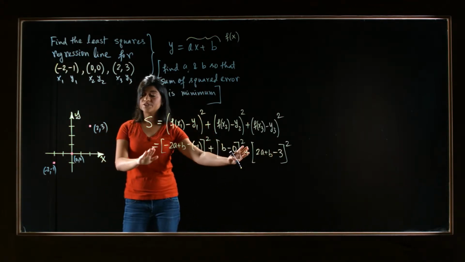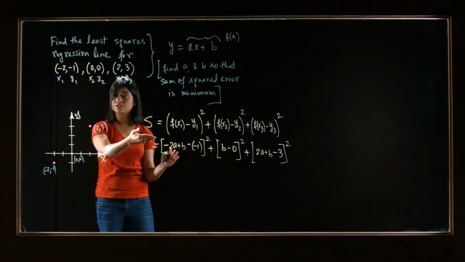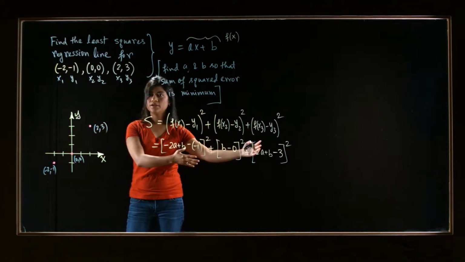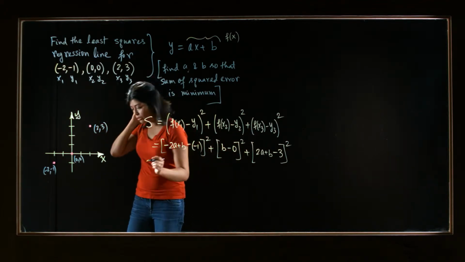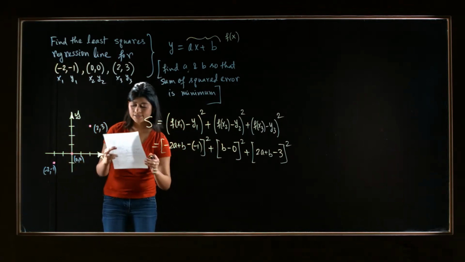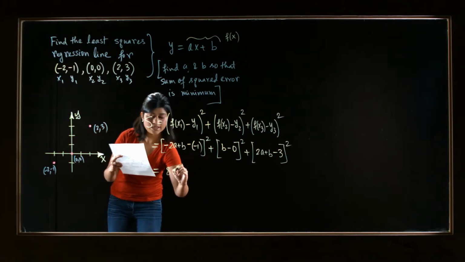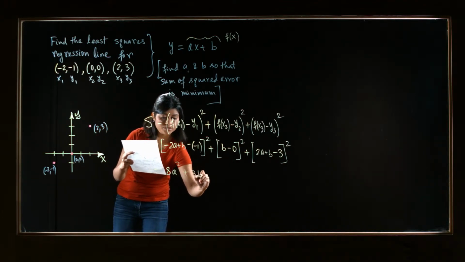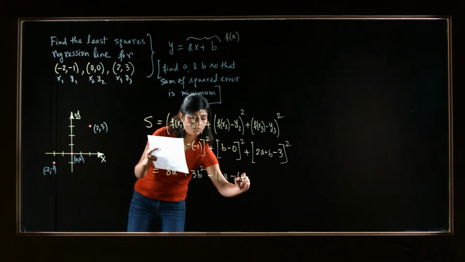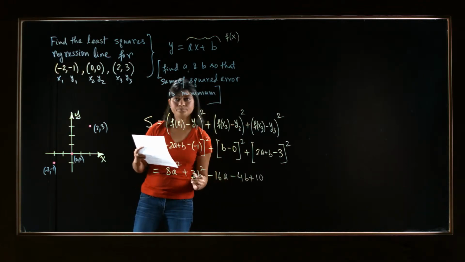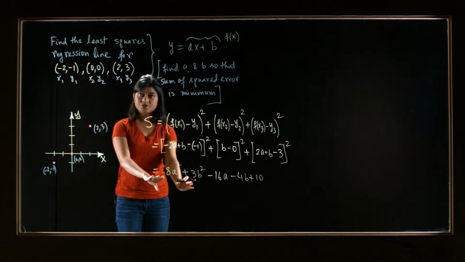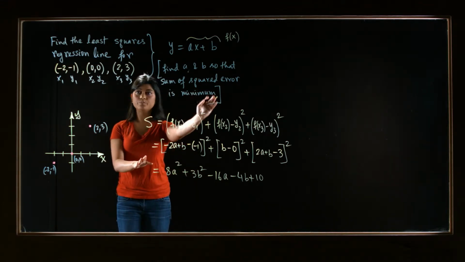Now we have to expand it, because remember we have to compute the partial derivatives with respect to a and b, right? So in order to expand, you just have to FOIL, and you know how to FOIL. Okay, so I have already expanded, and the form that we get is 8a squared plus 3b squared minus 16a minus 4b plus 10. All right, we have our expression for s. Remember, that's the function that we have to minimize.